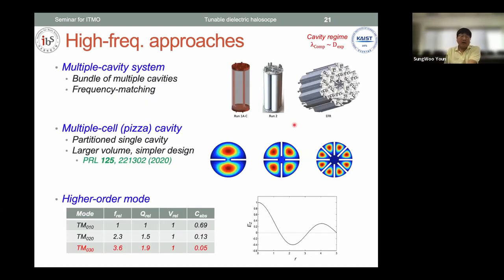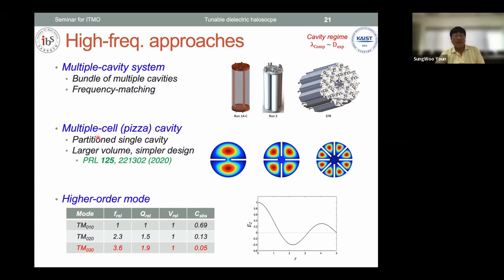There are quite a few trials to address these issues. Okay, so the first thing is a multiple cavity system. You basically bundle multiple cavities into a cavity system, fitting into the given magnet bore. This is not a bad idea, but with many cavities, frequency matching is critical, and a larger number of cavities is going to be much more difficult. Nonetheless, ADMX is pursuing this particular method for their high frequency search.